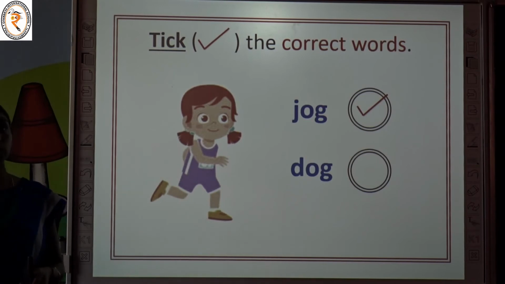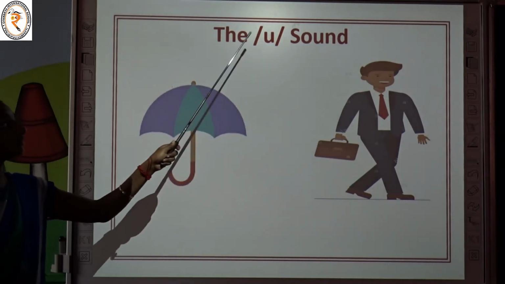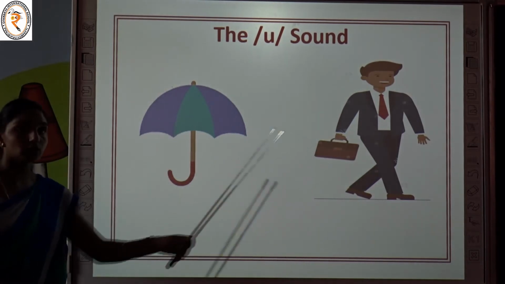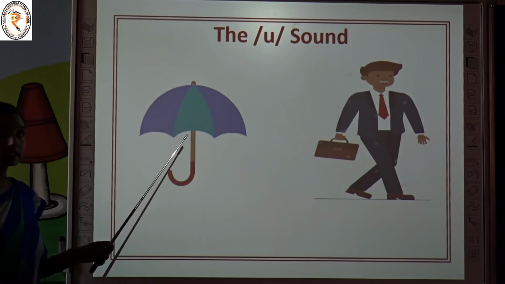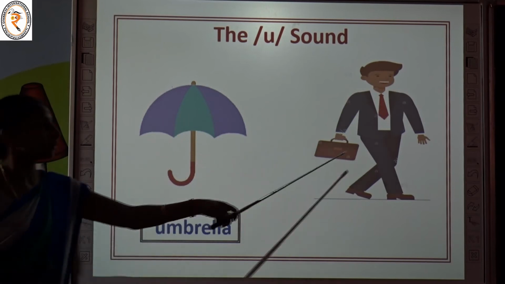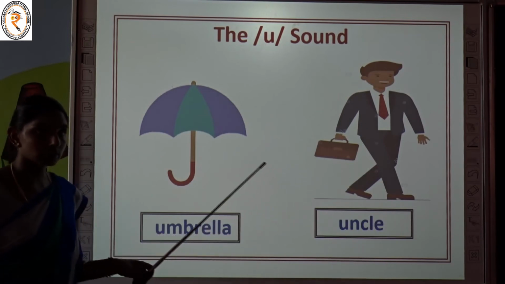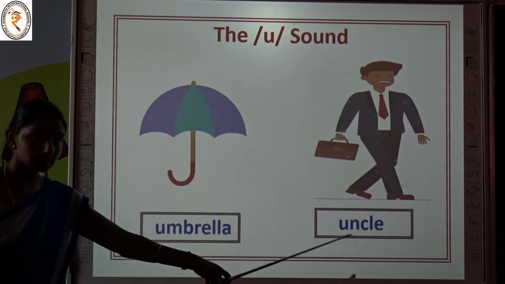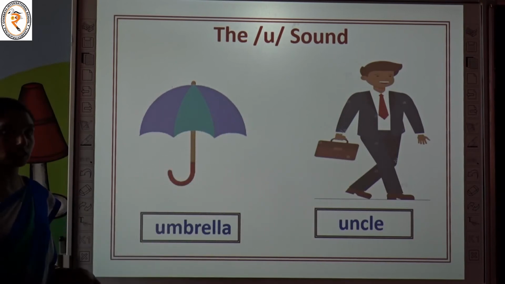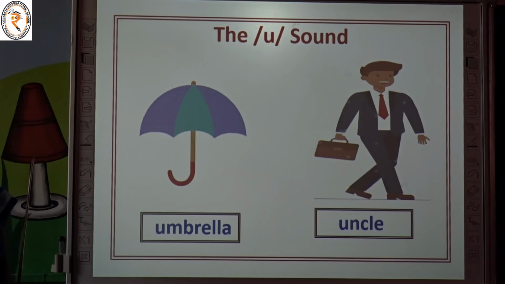That's it, children. Now we are moving on to the letter U. Now we are going to learn the sound of the letter U with some examples. Let's see the examples. Can you see there are 2 pictures on the screen? Can you name the first picture? What is it, children? Umbrella. Uncle. Pronounce the words loudly. Umbrella. Uncle. From these 2 words you can get an idea about the sound of the letter U, that is A. Umbrella. Uncle.